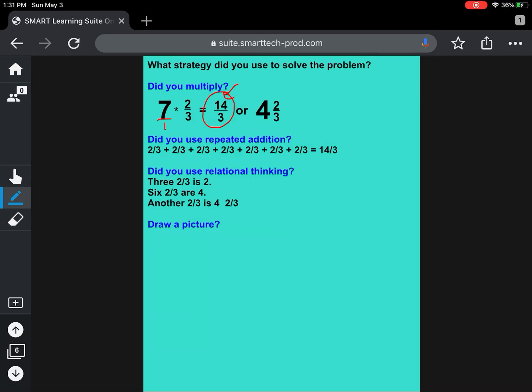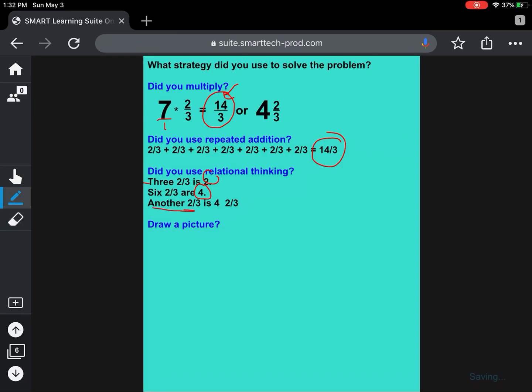But you could have also used repeated addition, where you added 2/3 7 times. You would get the same answer, 14/3, that you would then need to change to a mixed number. You might have also done what we call some relational thinking, where you think to yourself, you know that 3 2/3 added up together would be a total of 2. So if 3 2/3 is 2, 6 2/3 would be a total of 4.